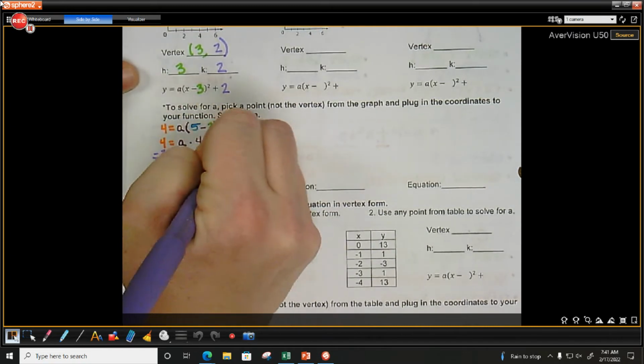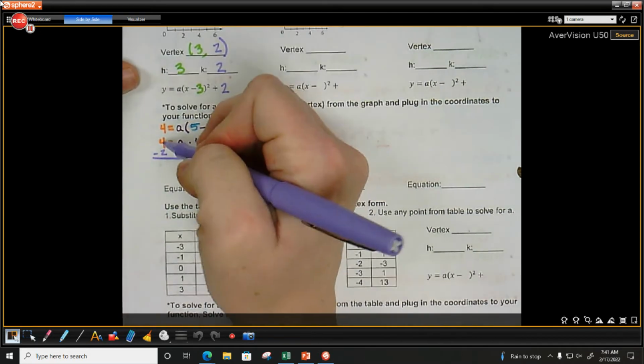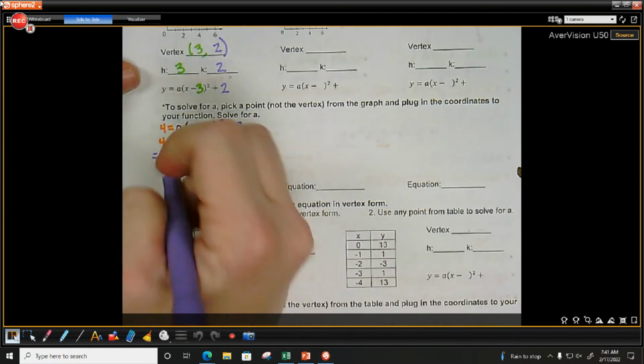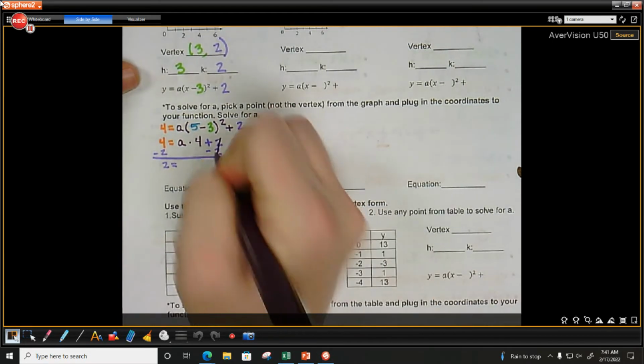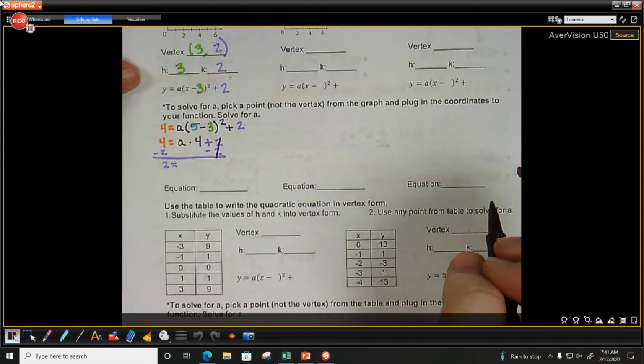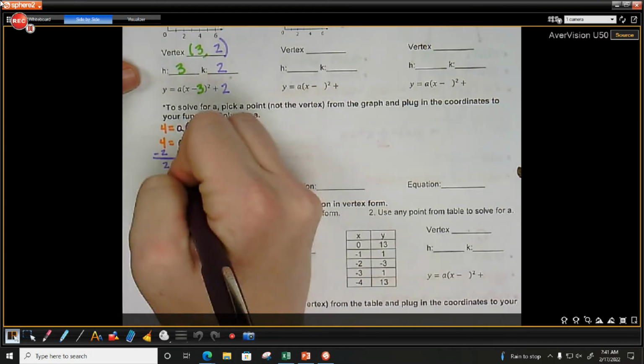Some of us struggle solving equations. You have to know how to solve an equation to do this. 4 minus 2 is 2. When I drop down, the 2 minus 2 cancels out. When I drop down my a times 4, how do we normally write that? Do we write a times 4? We write 4a.